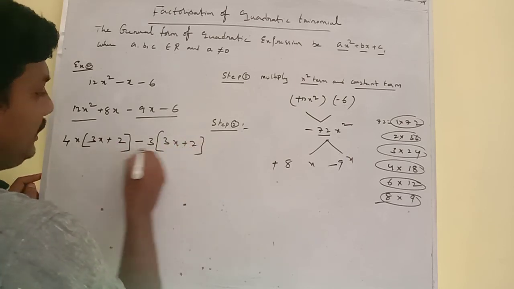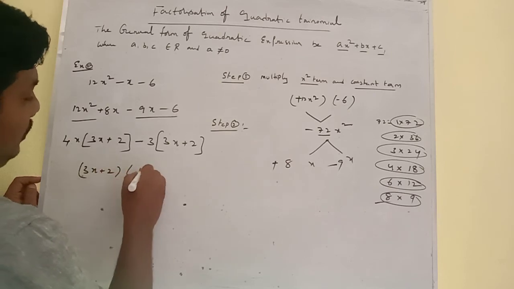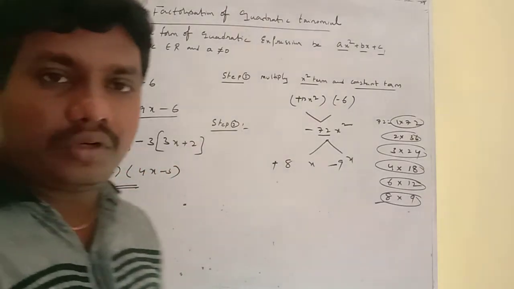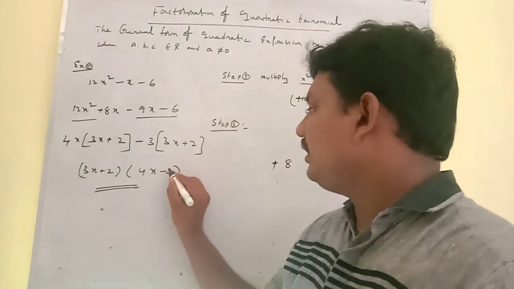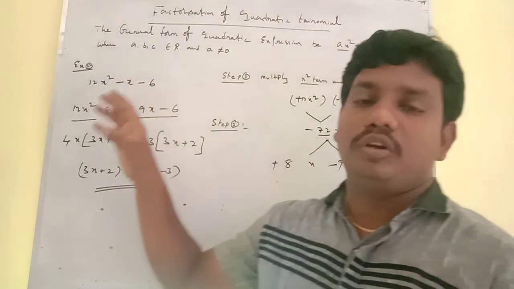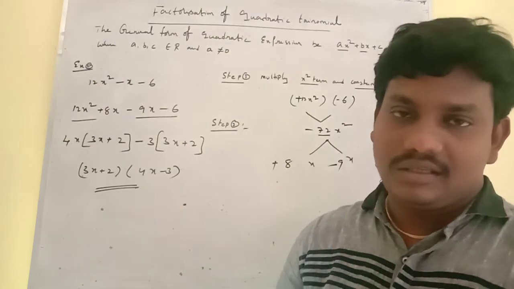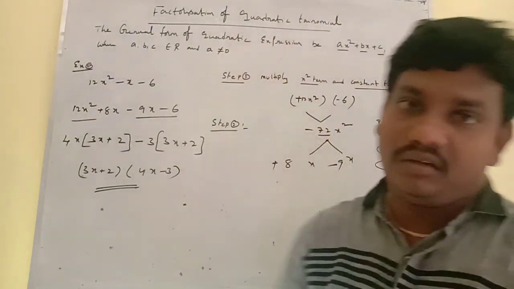Now 3x plus 2, 3x plus 2. 3x plus 2 is common, that is 4x minus 3. Now this is 3x plus 2 and 4x minus 3. Like that we can split each and every quadratic polynomial or quadratic trinomial into its factors by quadratic trinomial factorization.